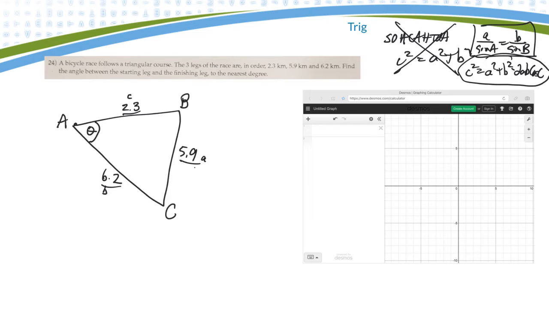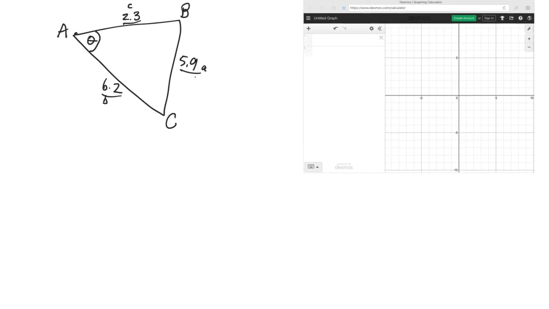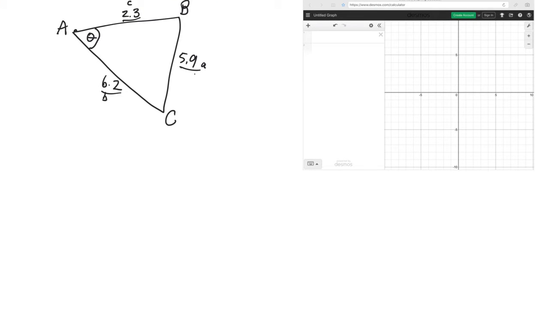Since this is angle A, let me write the formula we need for that. If I am looking for A, this would be the formula: A squared equals B squared plus C squared minus 2BC cos A. And that's my unknown. That's what I'm going to go for. You can either plug numbers in now and then solve for A, or you can solve the equation for A first and then plug numbers in. I'll do it that way.